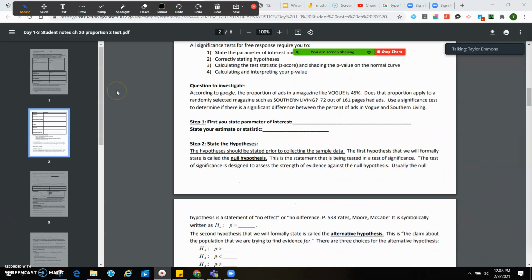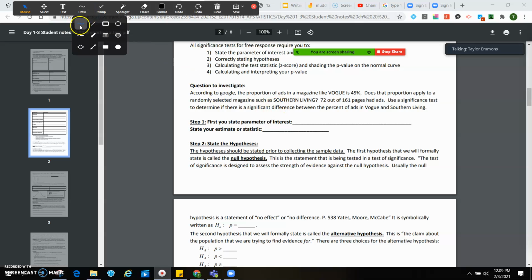All right, so the question that we're going to actually investigate is, according to Google, the proportion of ads in a magazine like Vogue is 45%. Does that proportion apply to a randomly selected magazine such as Southern Living? 72 out of 161 pages had ads. Use a significance test to determine if there's a significant difference between the percent of ads in Vogue and Southern Living. Okay? So the first thing that we want to do is find our parameter.